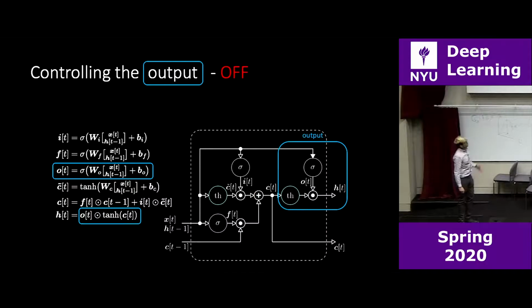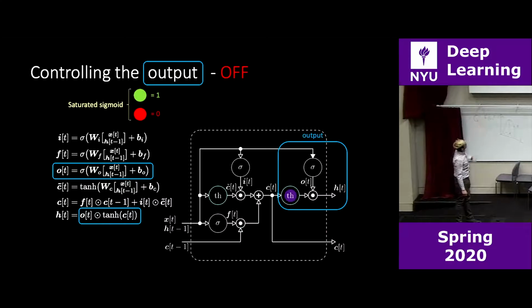So let's see how this stuff works. This is the output. Let's turn off the output. How do I turn off the output? I simply put a 0 inside.